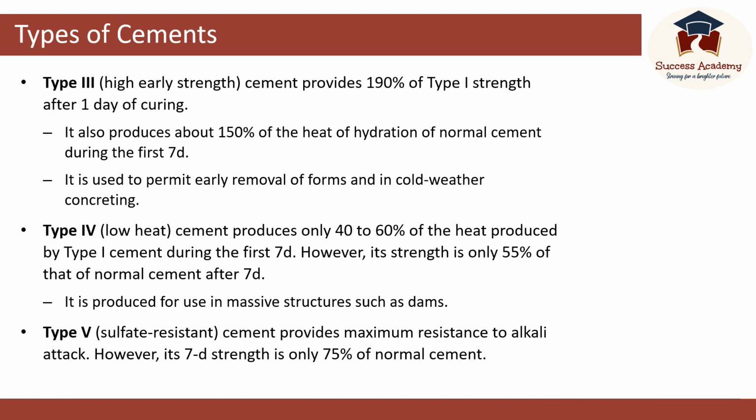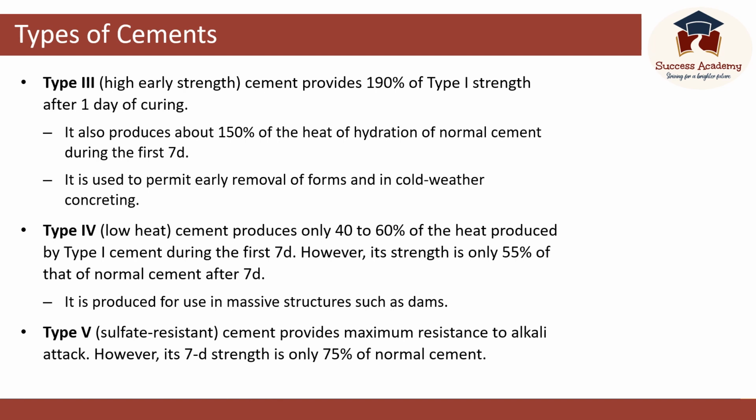The reaction of cement and water is an exothermic reaction. That means it produces a huge amount of heat. There are some applications where we have to control this heat production. So type 4 is low heat cement. It produces only 40 to 60% of the heat produced by type 1 cement during the first 7 days. However, its strength is only 55% of that of normal cement after 7 days. It is produced for use in massive structures such as dams.